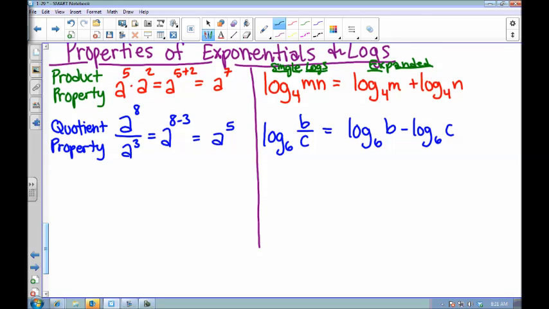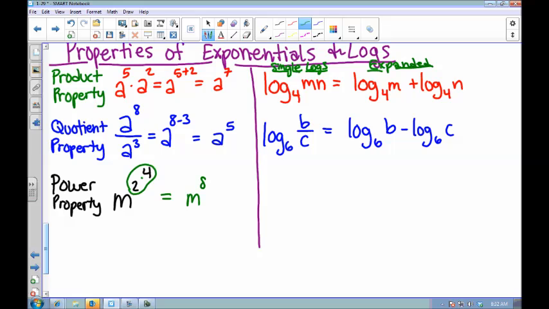Okay, we've also talked about this rule already today on exponents. What happens if we have m squared raised to, say, the 4th? What do we do when we have an exponent raised to another exponent? Multiply. Good. This is called the power property. These two would be times so that we would get m to the 8th.